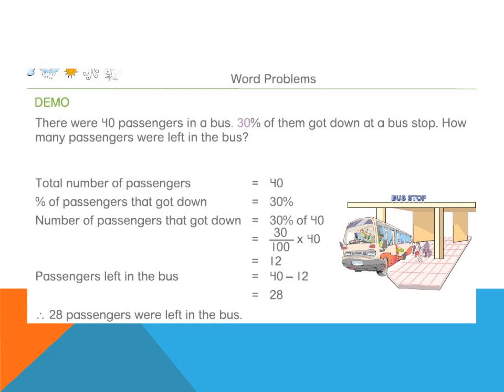Okay, moving on. Number of passengers that got down equal to 30% of 40, which will be equal to 30 by 100 into 40. So 0 and 0 cancels out in both 30, 40 and 100. So you will be left with 3 into 4 equal to 12. So therefore 12 passengers got down. Therefore passengers left in the bus equal to 40 minus 12 equal to 28. Then the concluding sentence: therefore 28 passengers were left in the bus.